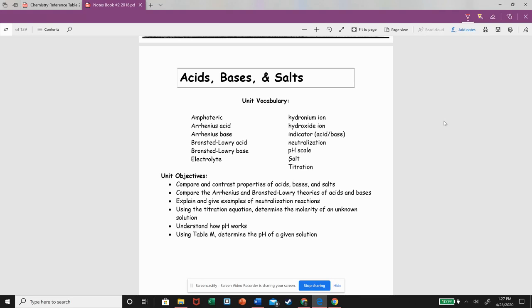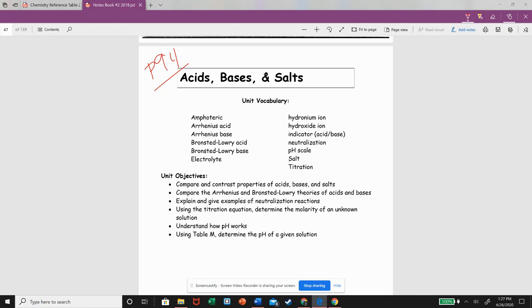All right, so we are starting our next unit. This is our acids, bases, and salts unit, and you can find this on page number 94 of your blue notes book. All right, so let us get started.